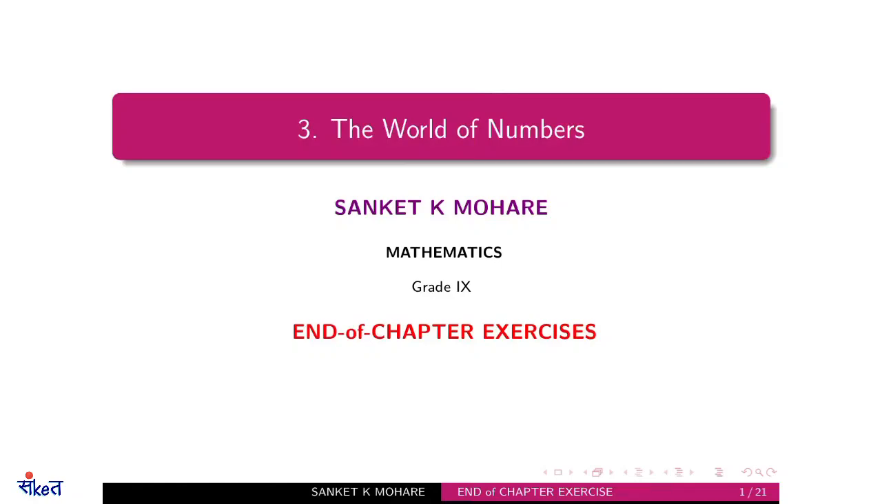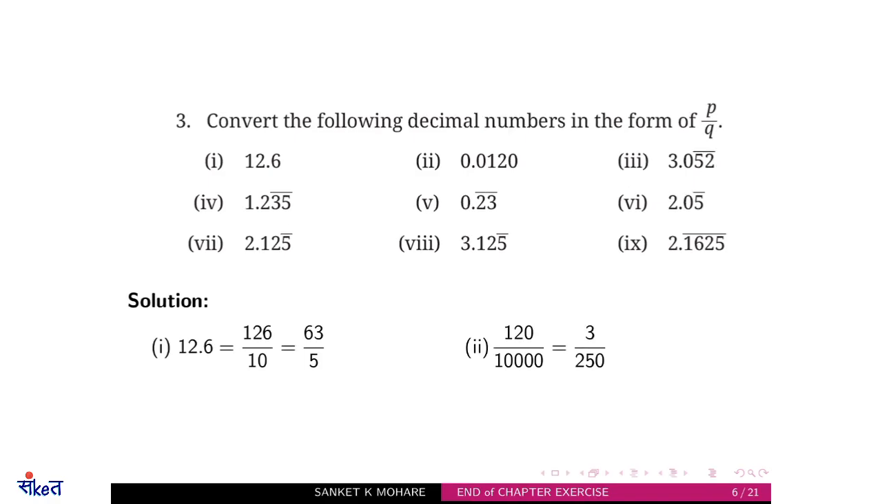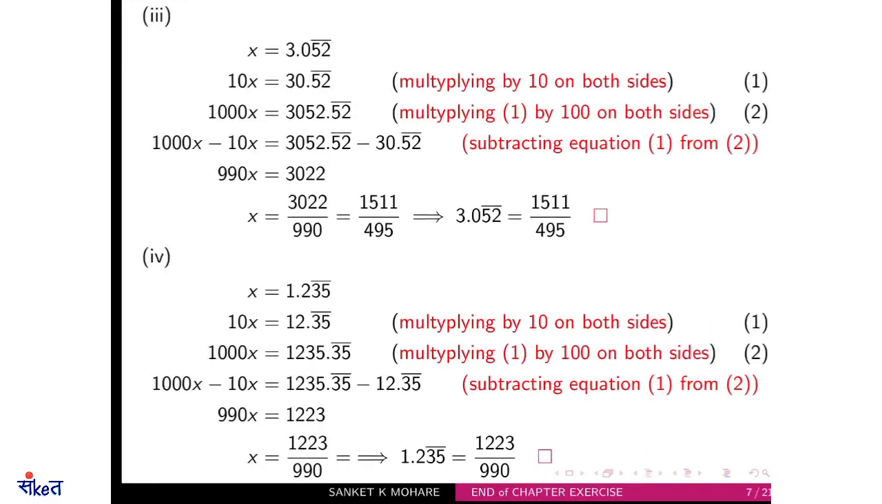Chapter 3, The World of Numbers. End of chapter exercises. In the previous video, we discussed the solution for question 1 and question 2. Today we'll discuss the solution for question number 3. Convert the following decimal numbers in the form of P by Q: 3.0 bar 52. Let's see our solution.